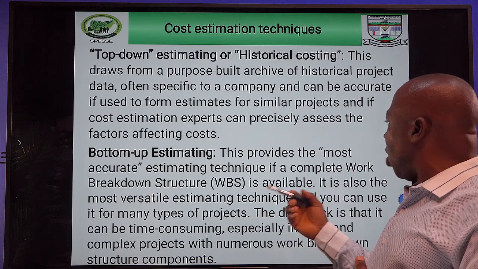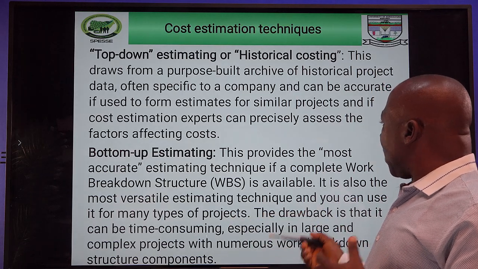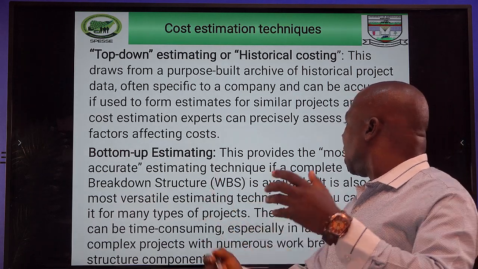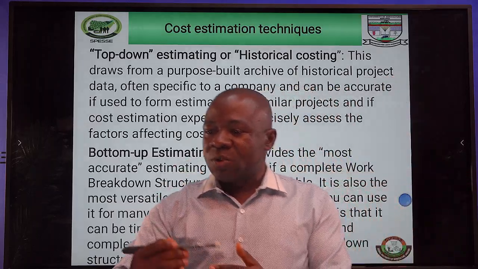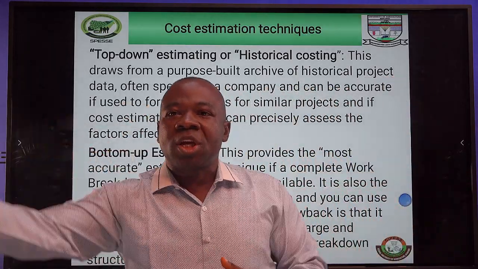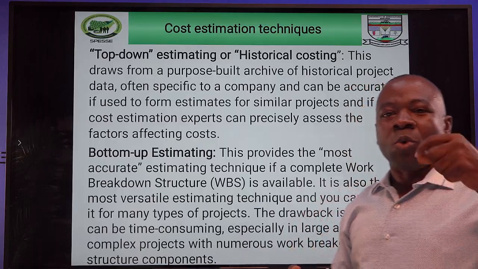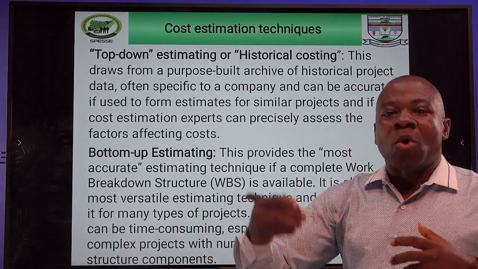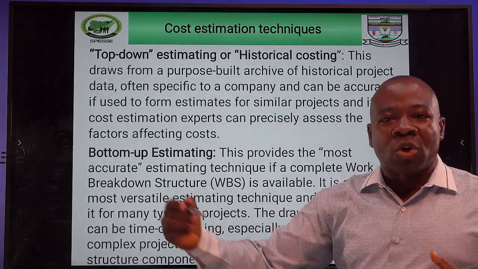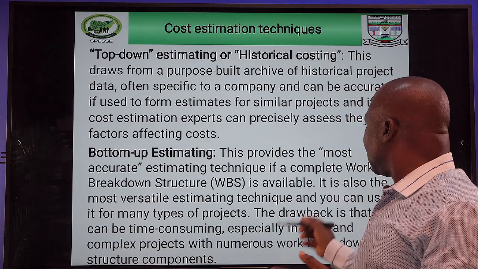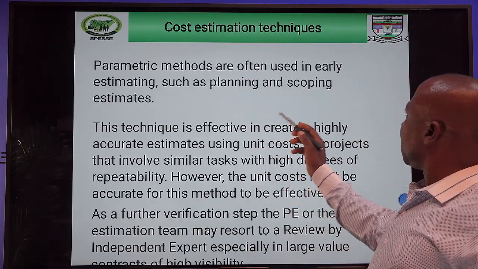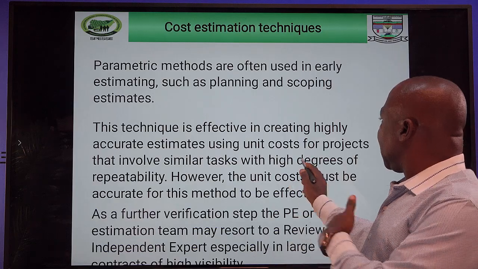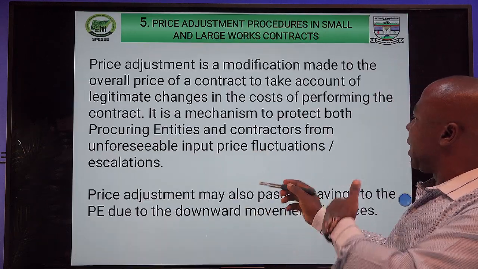Then bottom-up estimation technique is where you have a complete work breakdown structure. Whatever work you have, you know that this is what is expected from stage 1, stage 2, stage 3 before you are able to carry out the work. Once you have that complete breakdown of work structure, you can apportion costs to those elements. So these are the three basic cost estimation techniques, and the details are there for us to read and understand.